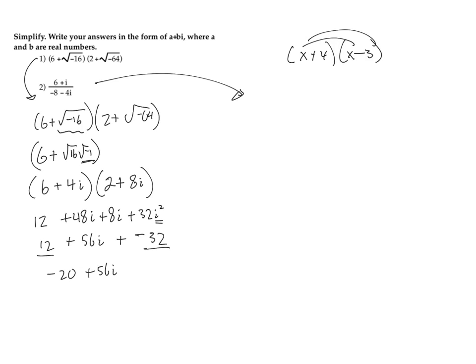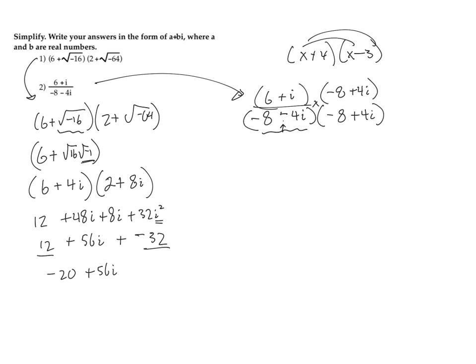Number 2 is a dividing question. And when you're dividing things that have an i in them, you can't have an i on the bottom. So the method that we used in class was to multiply top and bottom by the conjugate of this thing. And the conjugate says just change the middle sign. So it'd be minus 8 plus 4i. And I have to multiply that on the top and the bottom. And the purpose of doing that is just to get rid of that i on the bottom there.